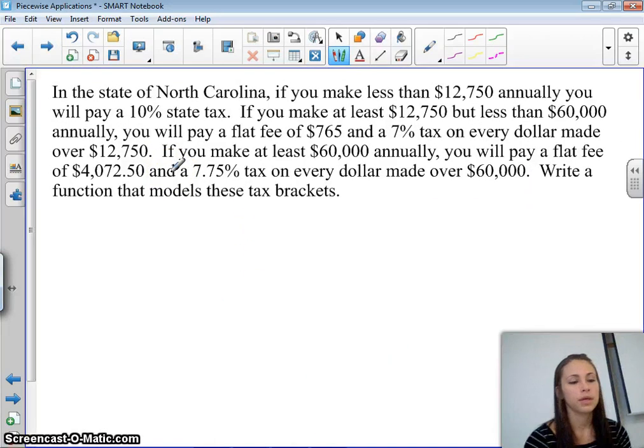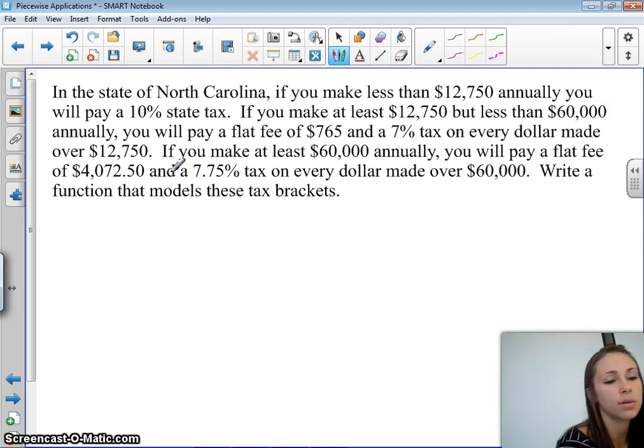Alright, so we've got 2 more. It says, in the state of North Carolina, if you make less than $12,750 annually, you will pay a 10% state tax. If you make at least $12,750 but less than $60,000 annually, you'll pay a flat fee of $765 and a 7% tax on every dollar over $12,750. If you make at least $60,000 annually, you'll pay a flat fee of $4,072.50 and a 7.75% tax on every dollar made over $60,000.